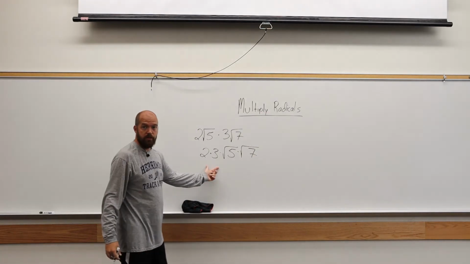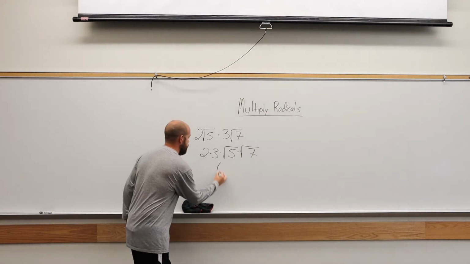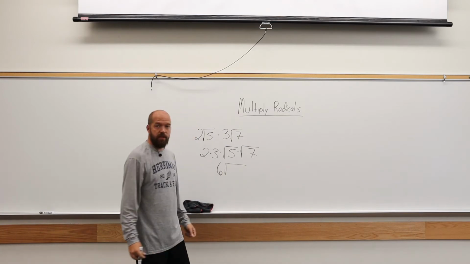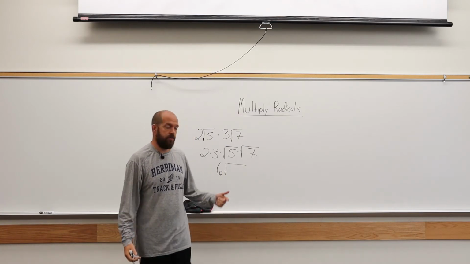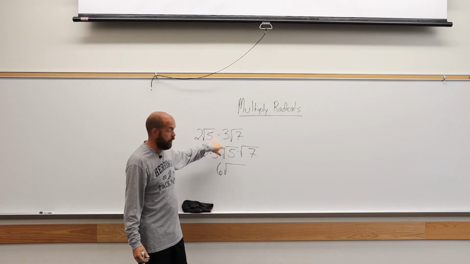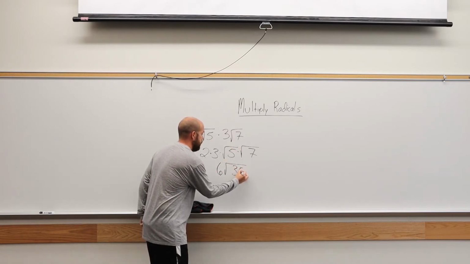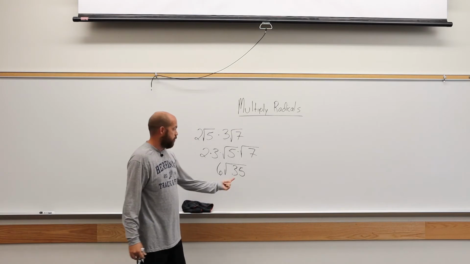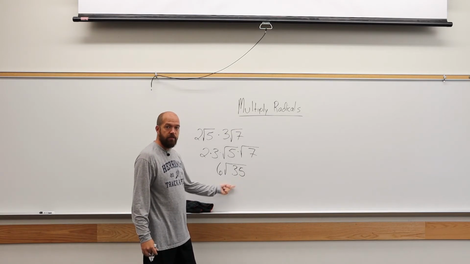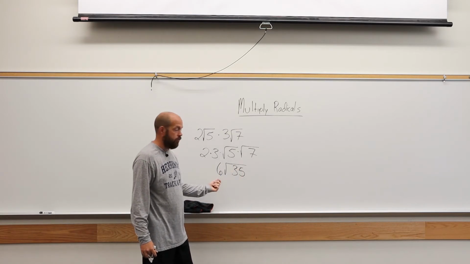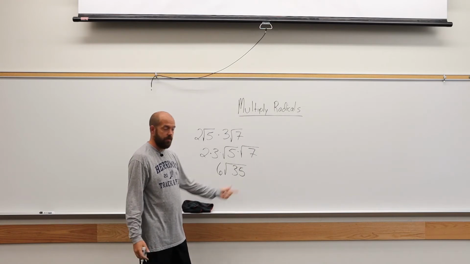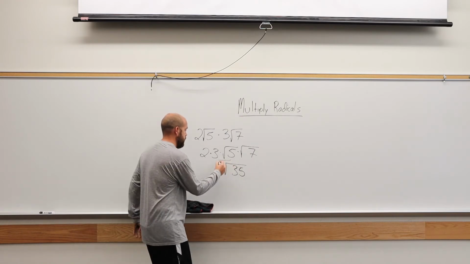Now I can try to simplify this. 2 times 3 is 6. And the 5 and the 7 both have the same index for the radical. So I have a square root here and a square root here. They would multiply together to get the square root of 35. With some problems, I might have to break down the 35 and see if I can take anything out of that radical. But with this example, nothing comes out, so I would be stuck right here.